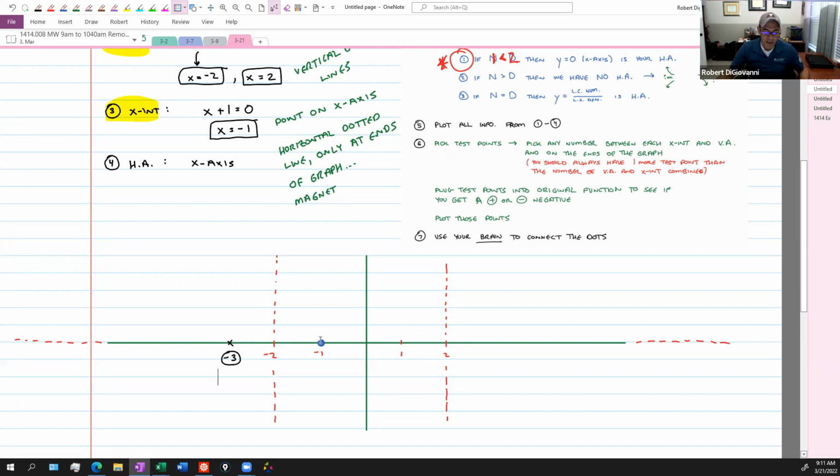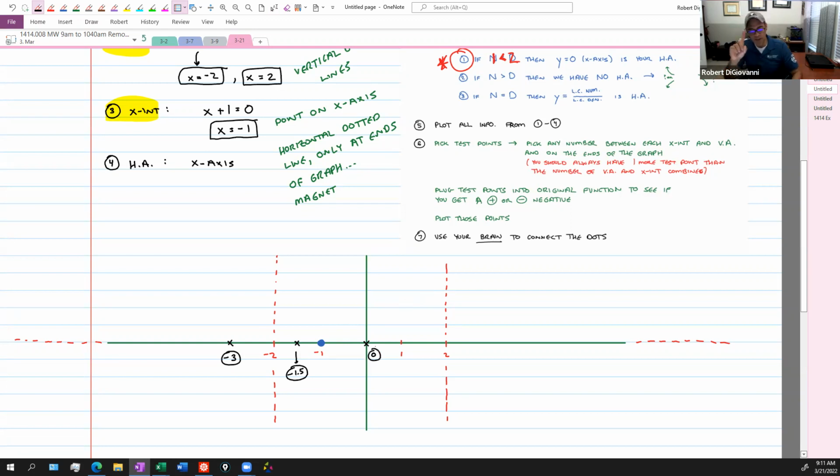Then I have to pick a test point between this vertical and this x-intercept. That's going to kind of suck because there's not a nice number between there. So I'm going to pick, how about negative 1.5? And then I need any point between this x-intercept and that vertical. So I like 0. 0 is a good one.